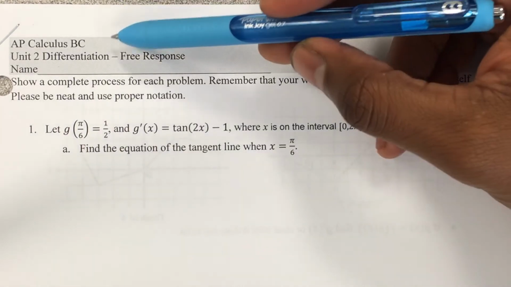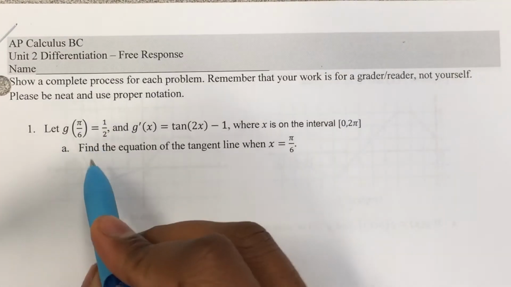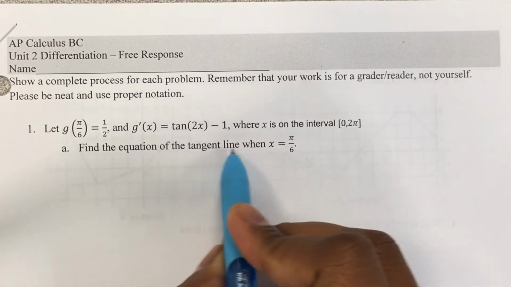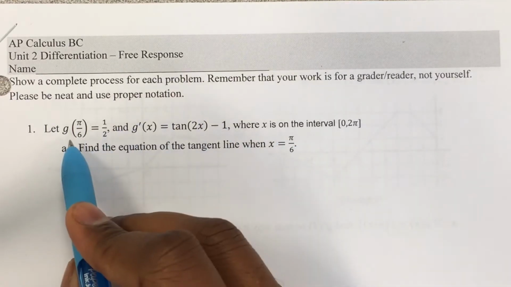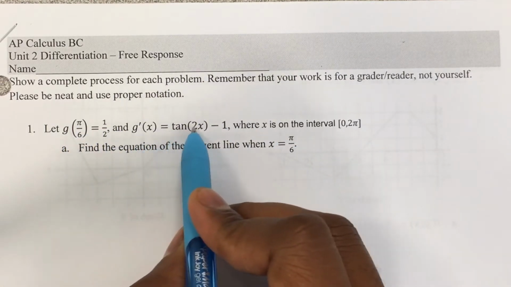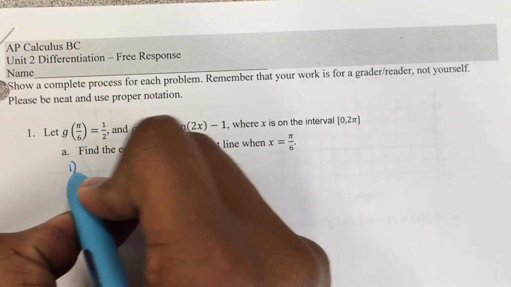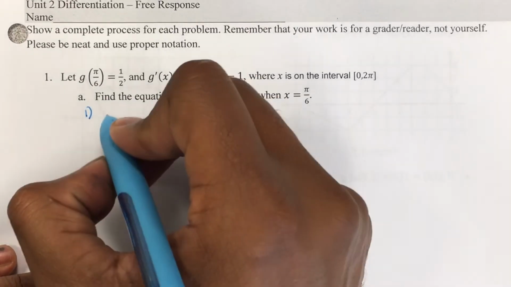This video covers the Unit 2 differentiation free response. For part A, we have to find the equation of the tangent line when x equals pi over 6. We know that g of pi over 6 is 1/2. g prime of x is tangent 2x minus 1. So to write the equation of a tangent line, we need first the point.